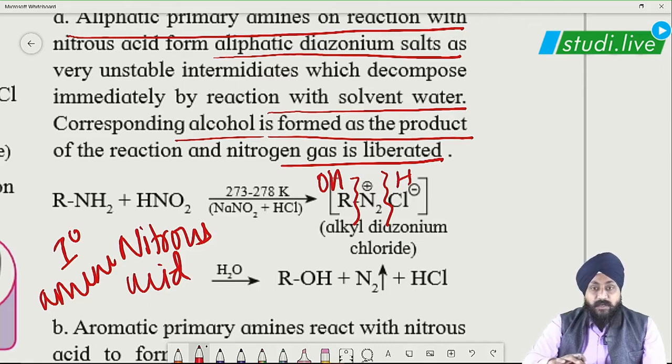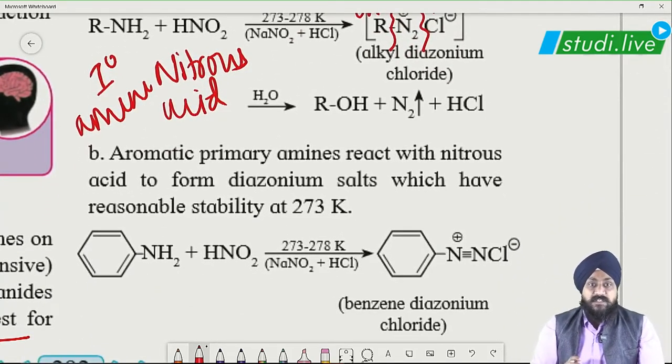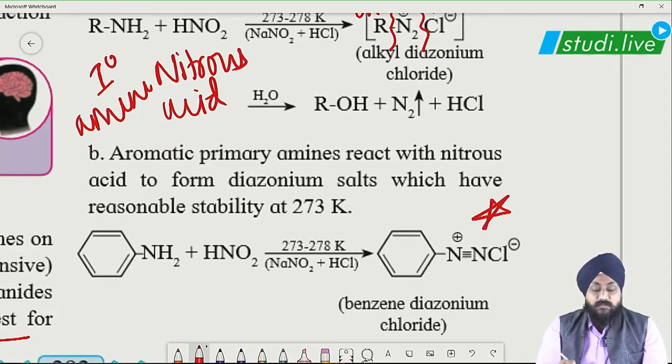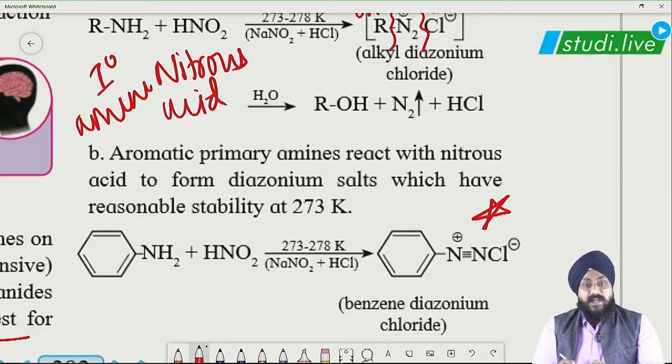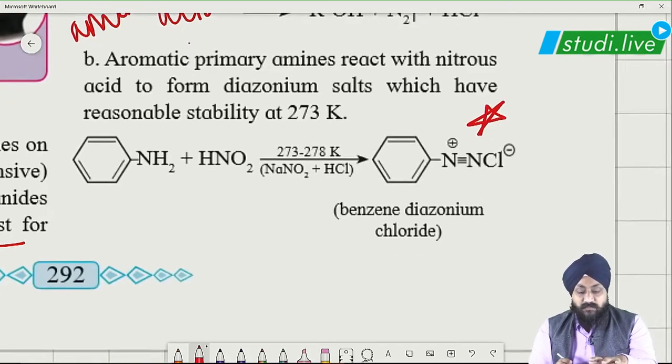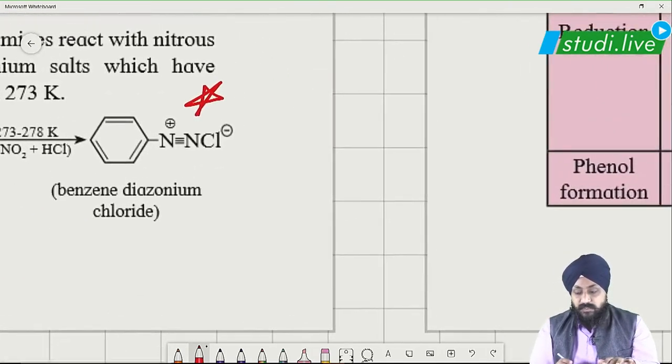and then there is going to be your HCl. Now students, the same reaction when it is carried out with aromatic primary amine, it is going to give you what? It is going to give you a diazonium salt, which has reasonable stability at what? 0 degree Celsius, that is 273 Kelvin, students.